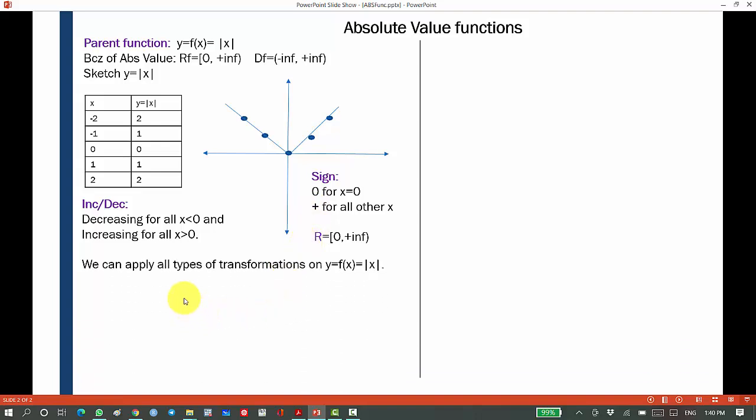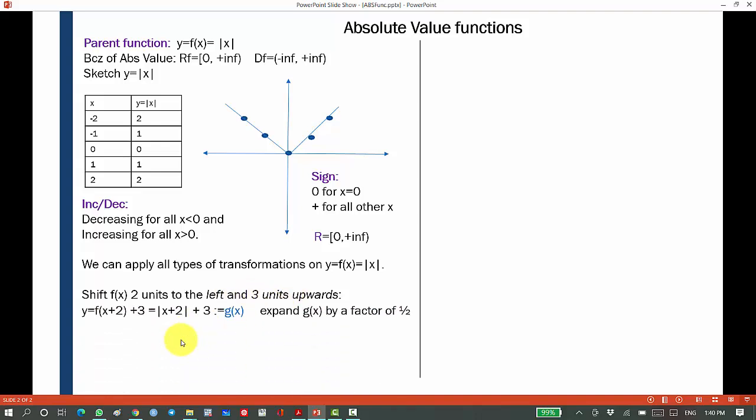We can apply all types of transformations to this parent function. For instance, let's start by shifting the function 2 units to the left and 3 units upwards. That is y is equal to f of x plus 2 and plus 3. This 2 is for the left shift, this 3 is for upwards, which is equal to the absolute value of x plus 2 plus 3. Let's name this g of x. Then we expand g of x by a factor 1/2. Remember that we multiply 1/2 only with the absolute value part, that is y is equal to 0.5 times the absolute value of x plus 2, and plus 3. And let's denote this by h of x.